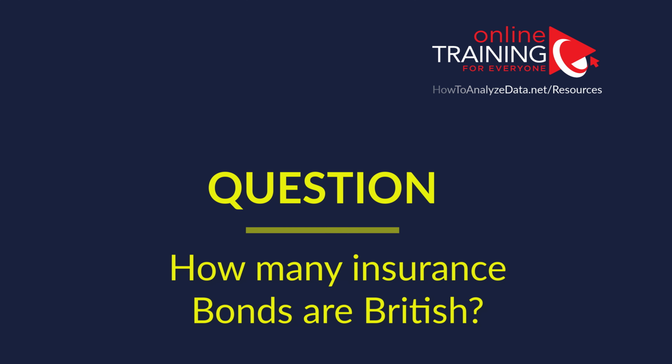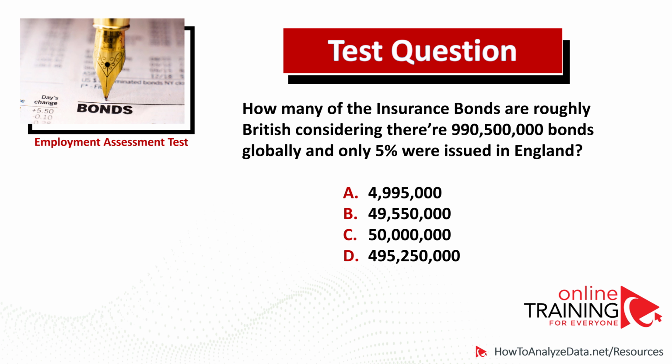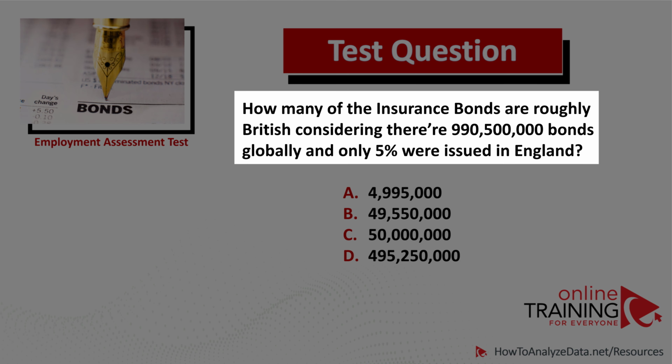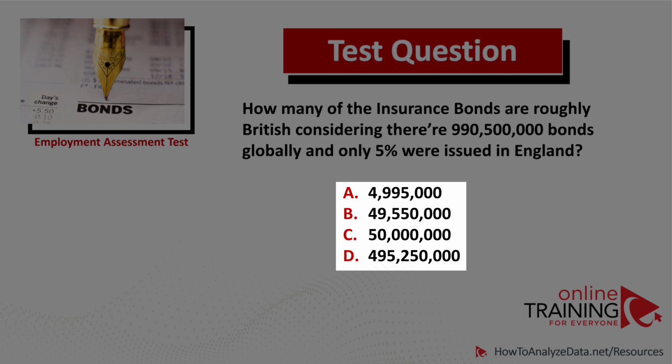A lot of times you might be tested on how well you do mental math in your head without the calculator. We're looking at this type of question. How many insurance bonds are roughly British, considering there are 990,500,000 bonds globally and only 5% were issued in England? And we have 4 choices.